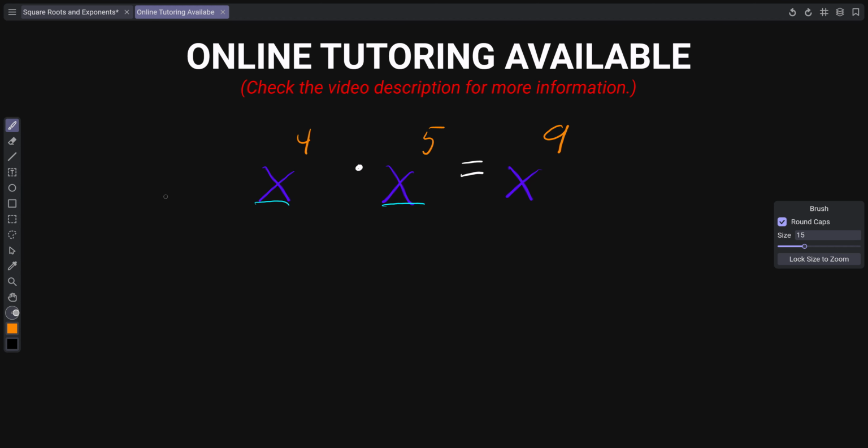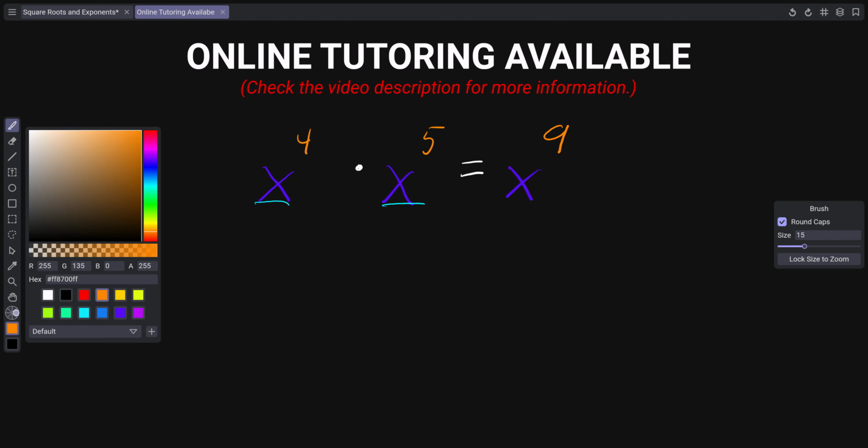So if you have two of the same bases here, so you can see underlined, we have x and x, or x to the 4th and x to the 5th. But they're both x, which means that we can just take the exponents and add them because we have the same base. The base is in purple, the exponents are in orange.